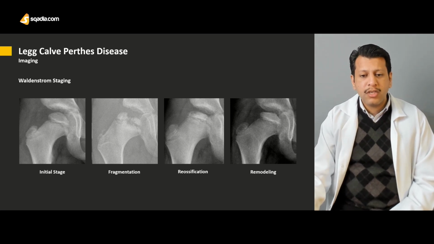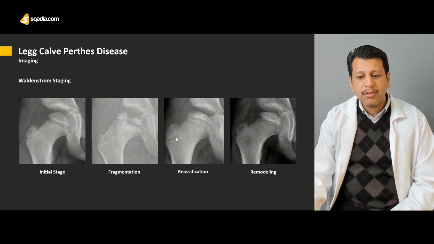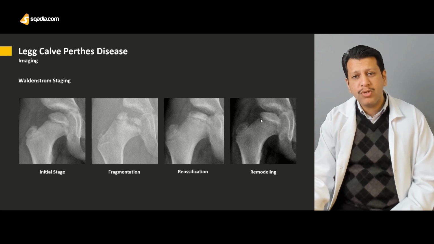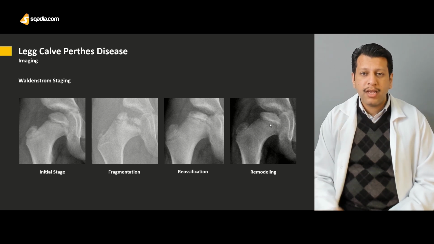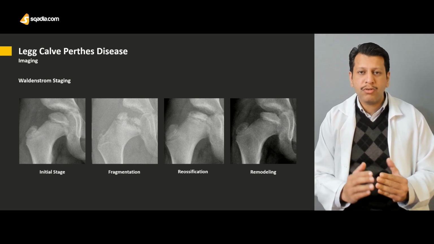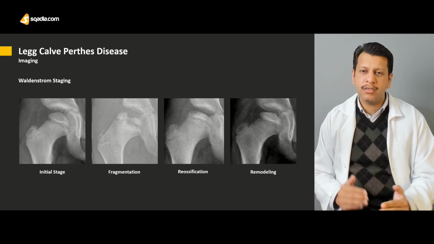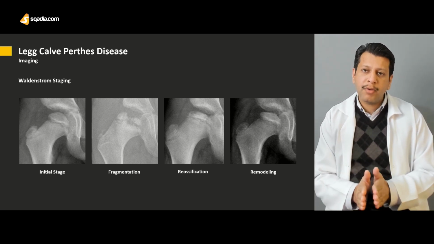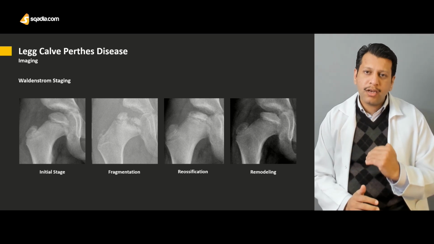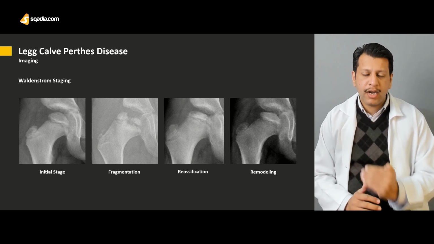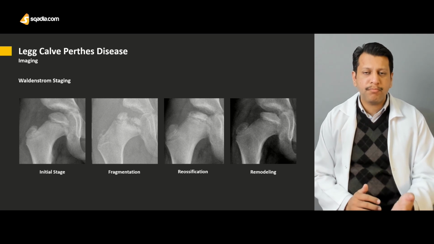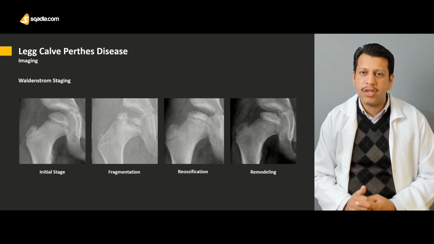Usually it takes about 6 months for the fragmentation to appear. From 6 months to 1 year, the reossification starts, and it may progress up to 1.5 years. From 1.5 years, or 18 months, to almost 2 years, some say up to 3 years, the remodeling takes place. By 2 to 3 years, this is the natural history of Legg-Calve-Perthes disease. If a child has started having a problem at 4 years of age, then if everything goes fine, the head will completely remodel by the time the patient is around 6.5 or maybe 7 years of age.